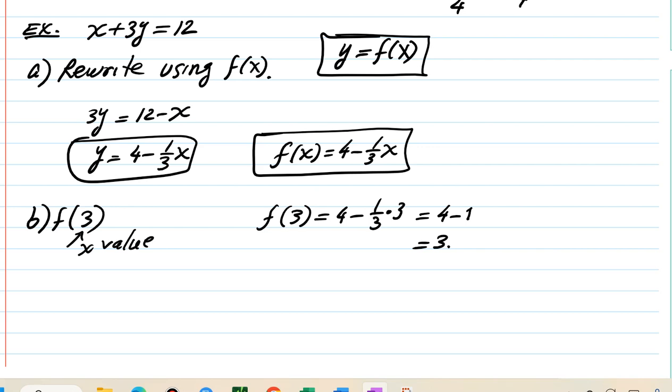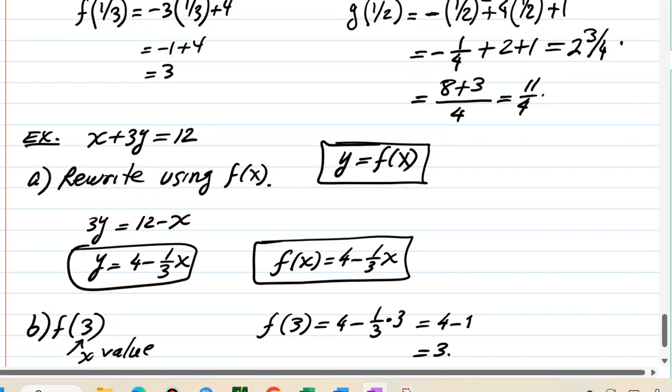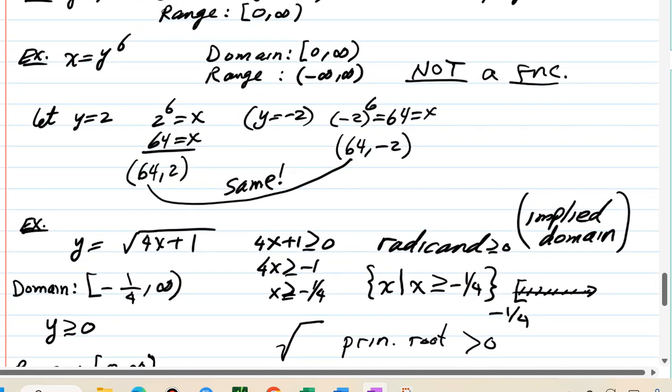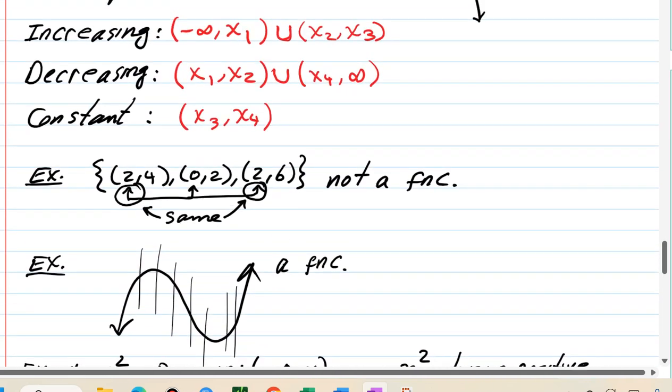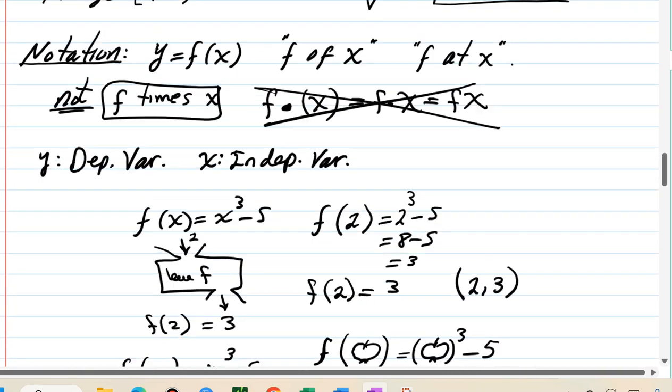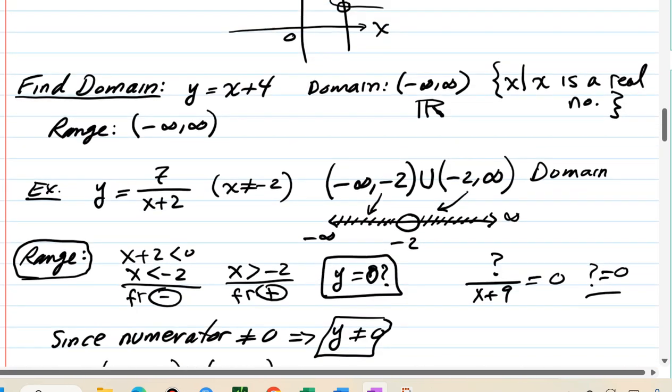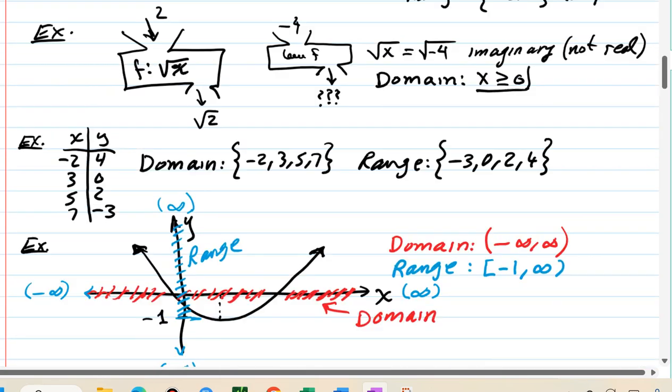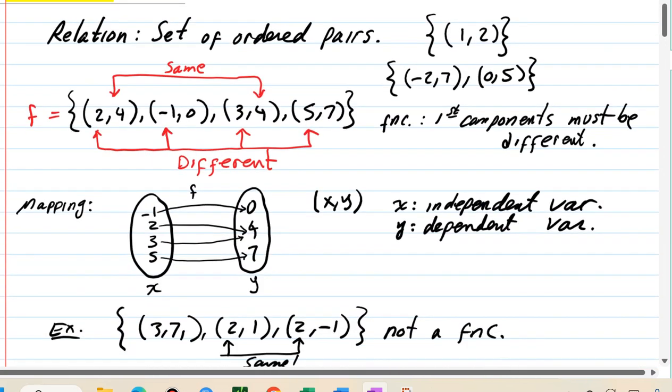So hopefully this video helped as a refresher on functions, because oftentimes students forget the definition of a function. I think we did a thorough job of explaining this concept of functions.